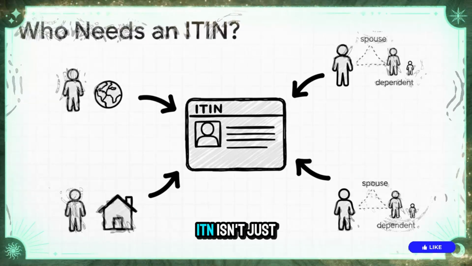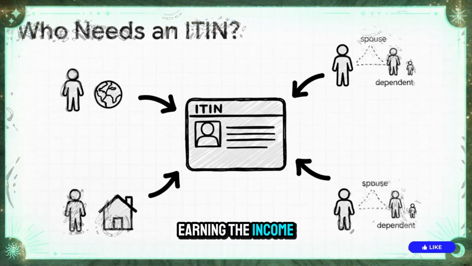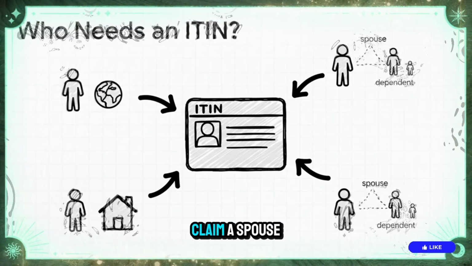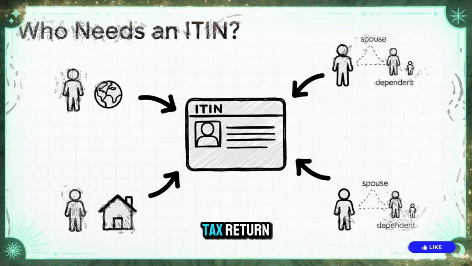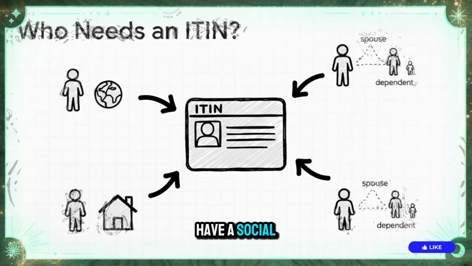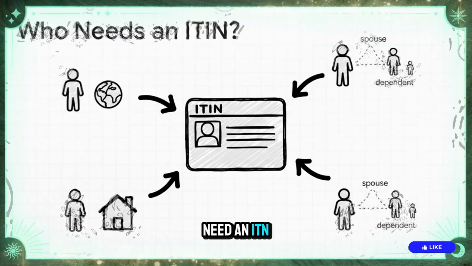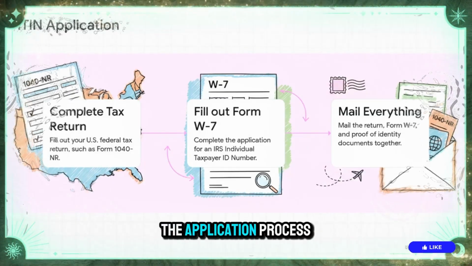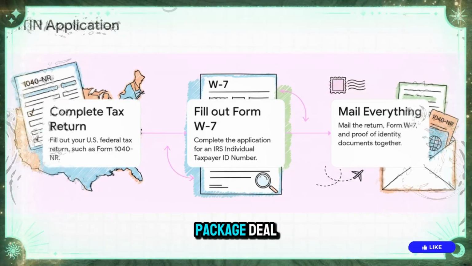And the need for an ITIN isn't just for the person earning the income. Look here, if you're trying to claim a spouse or a dependent on your US tax return and they don't have a social security number, well, they're going to need an ITIN too. The application process is basically a package deal.